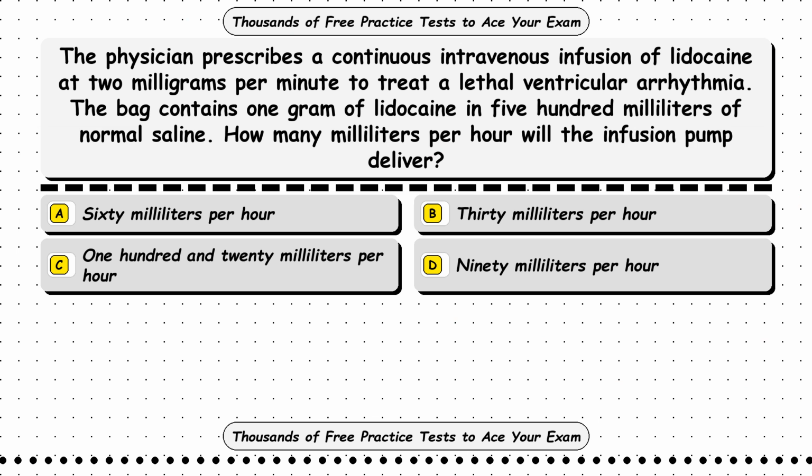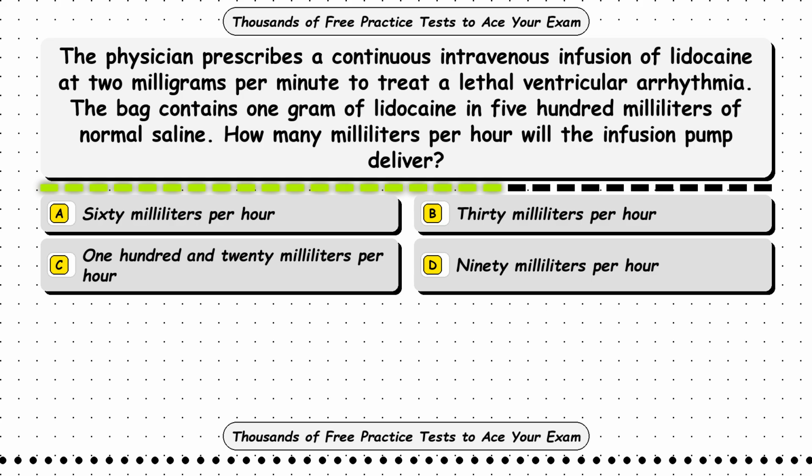Question 152. The physician prescribes a continuous intravenous infusion of lidocaine at 2 mg per minute to treat a lethal ventricular arrhythmia. The bag contains 1 gram of lidocaine and 500 milliliters of normal saline. How many milliliters per hour will the infusion pump deliver?